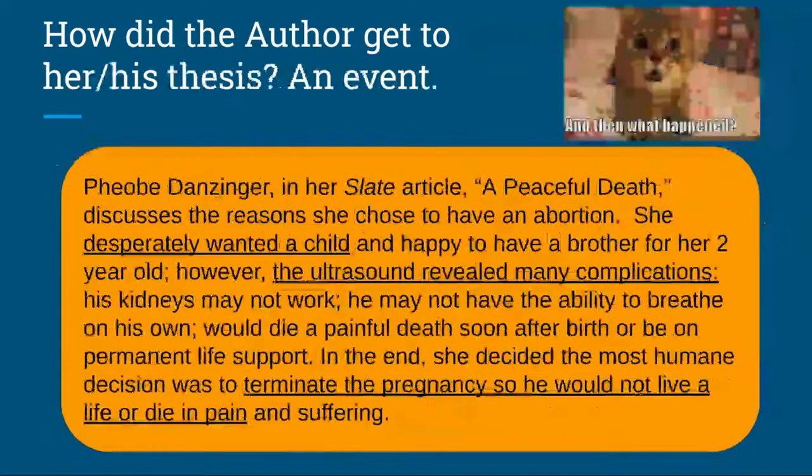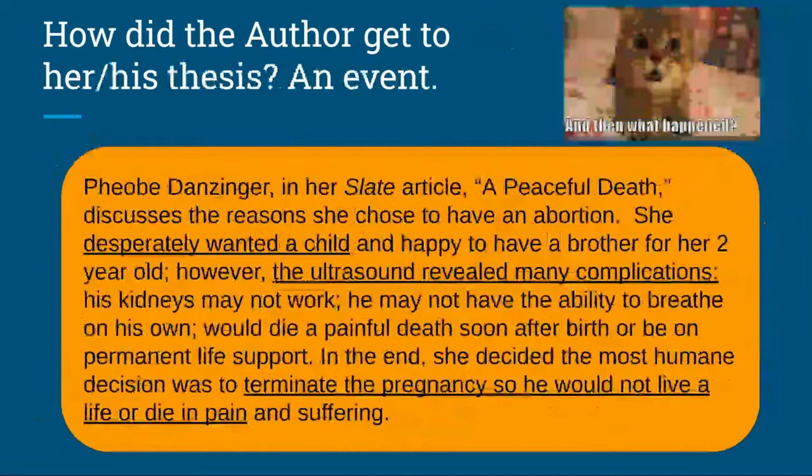So let's see what this would look like all together. Phoebe Danziger, in her Slate article, A Peaceful Death, discusses the reasons she chose to have an abortion. She desperately wanted a child and was happy to have a brother for her 2-year-old. However, the ultrasound revealed many complications. His kidneys may not work. He may not have the ability to breathe on his own, would die a painful death soon after birth, or be on permanent life support. In the end, she decided the most humane decision was to terminate the pregnancy so he would not live a life or die in pain and suffering.